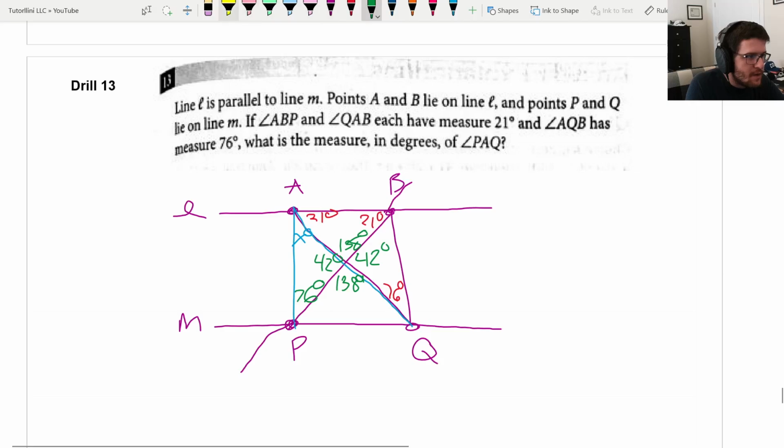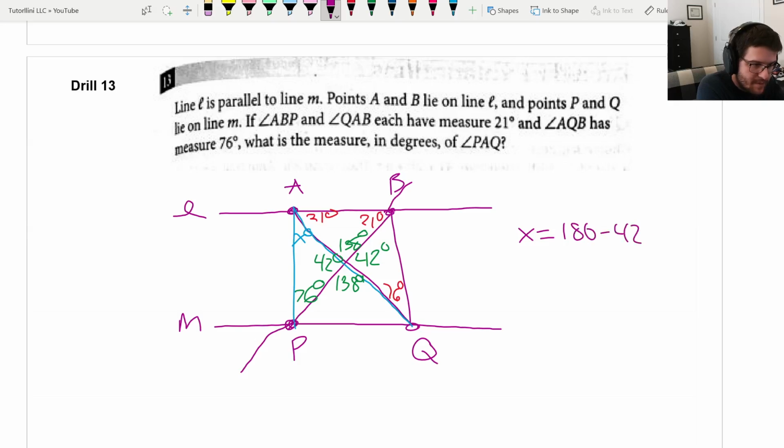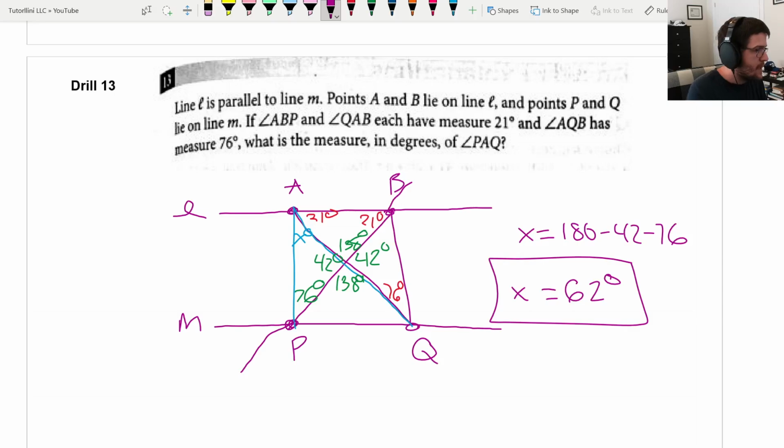Okay, so we look at this triangle, and these have to add up to 180. So x is equal to 180 minus 42 minus 76. And 180 minus 42 minus 76 is 62 degrees. That is the correct answer. All right, let me see if I can come up with something for the angle at the end we did.